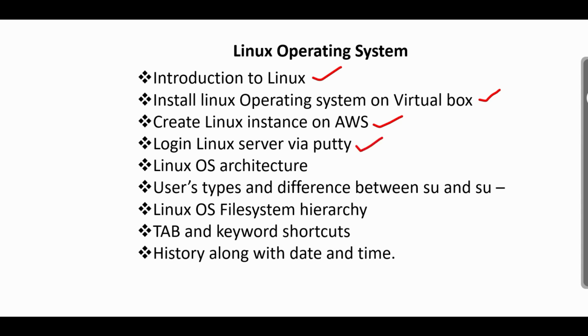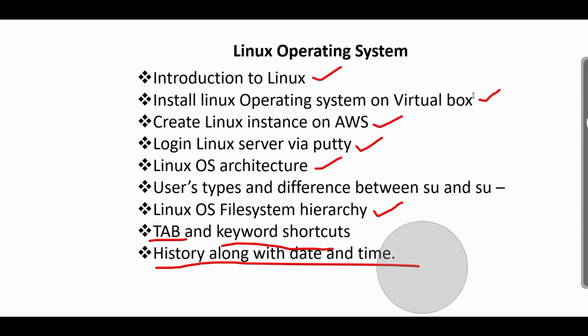Okay. Then what is the Linux OS architecture and the types of users which we have inside the Linux operating system. Then the OS file system hierarchy. Then finally, we will discuss the Tab key, the use of the Tab key, and some keyboard shortcuts which will help make our day easy. Okay. And finally, we will discuss history along with the date and time commands.